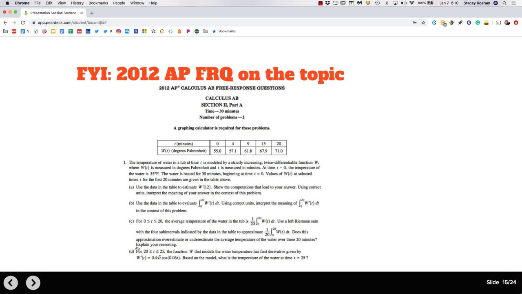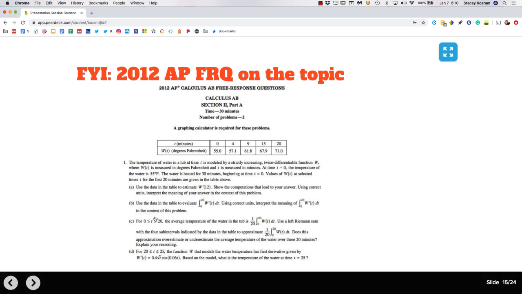We can actually do a lot of this problem at this point. We're not going to, but you can see how similar this looks to that data one that we were doing a little bit earlier, where we have to use the data to interpret W prime of 12. So we want to find the derivative at the point 12. And then we want to evaluate the antiderivative of the W prime function using correct units, interpret the meanings.